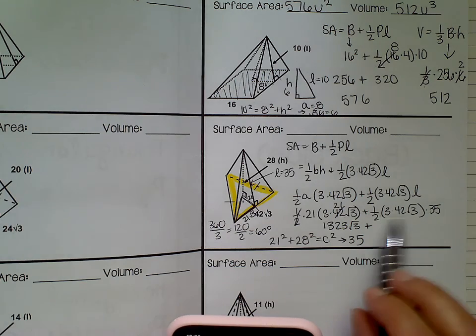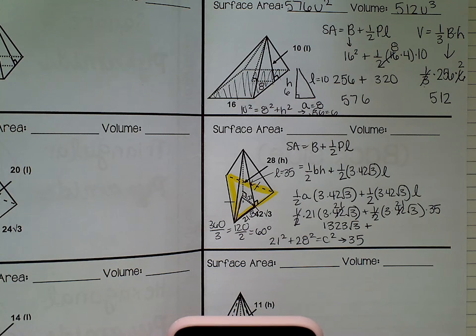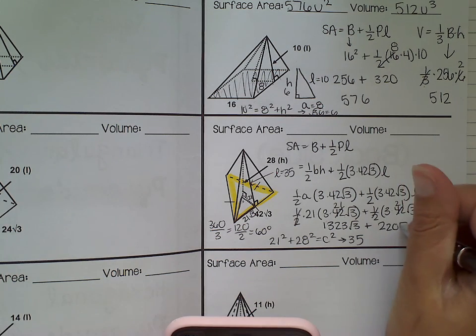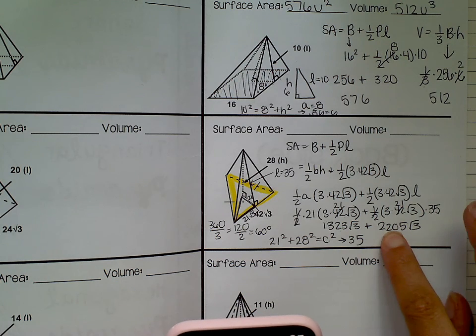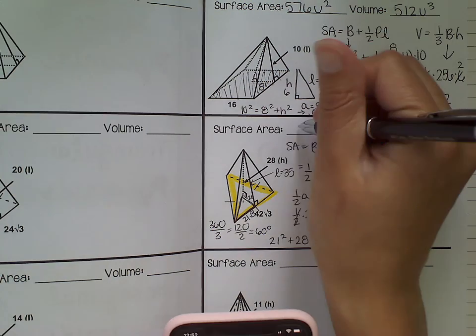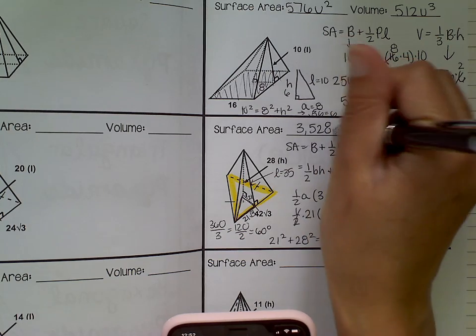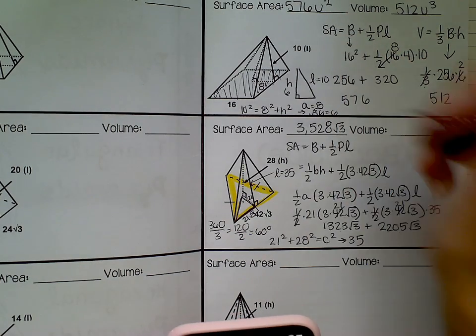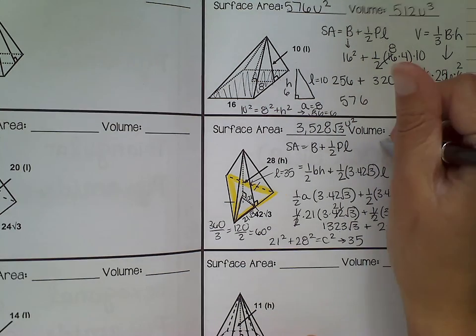Plus on the second number, I'm going to take half of 42 again. So 21 times 3 times the 35. So 2205 root 3. Oh, and they both have a root 3, so now I can add them. So I'm going to do 2205 plus the 1323 for a total surface area of 3,528 root 3. Oh my god, what a hot mess. Units squared because it's area. Oh my god, I hope volume's not as terrible.